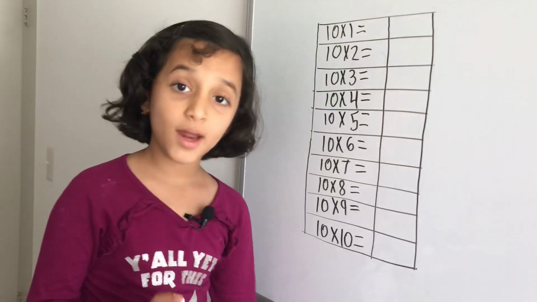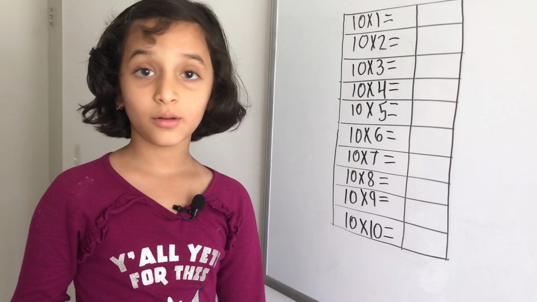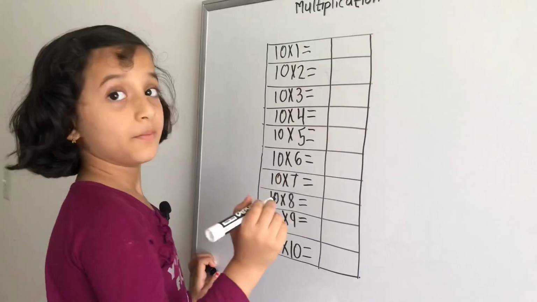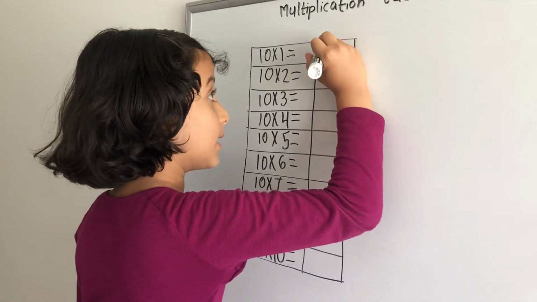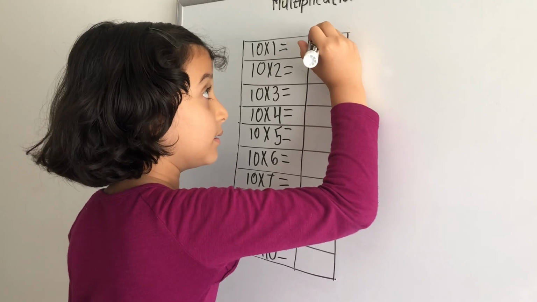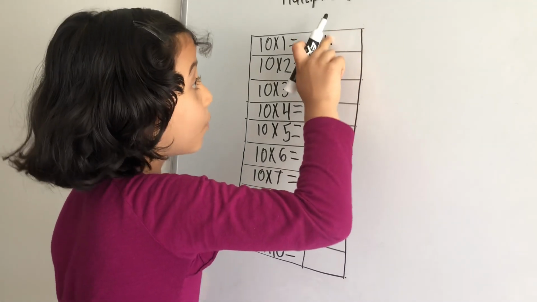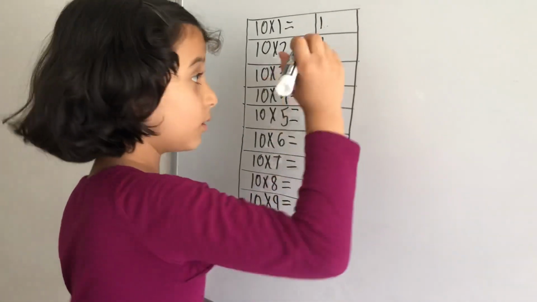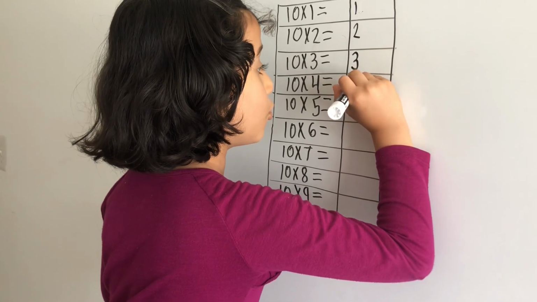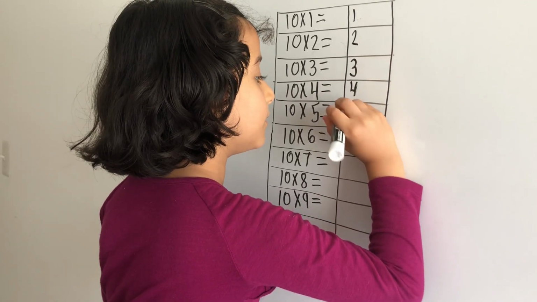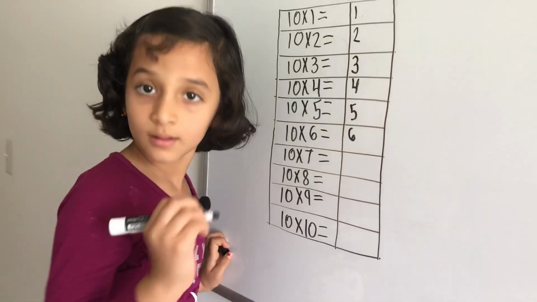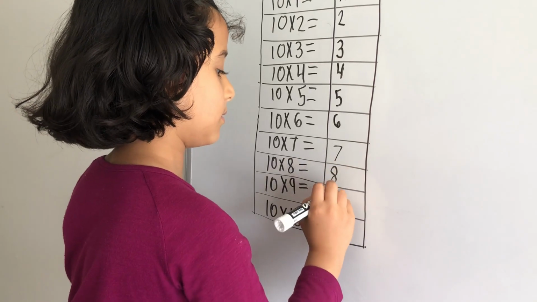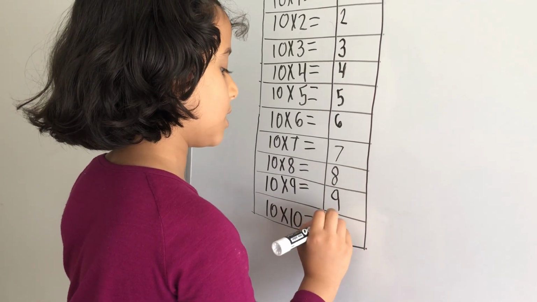So, if you know 1 to 10 numbers, you know the multiplication tables of 10. So, let's write 1 to 10 numbers here, okay? 1, 2, 3, 4, 5, 6, 7, 8, 9, 10.